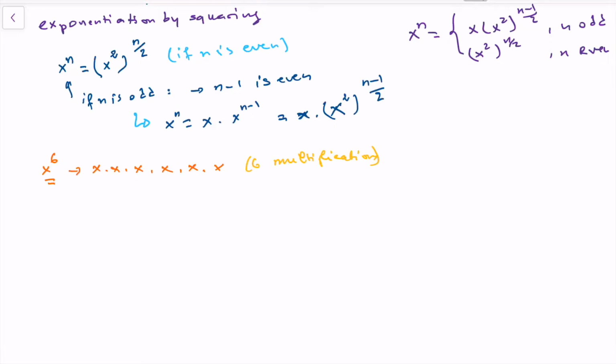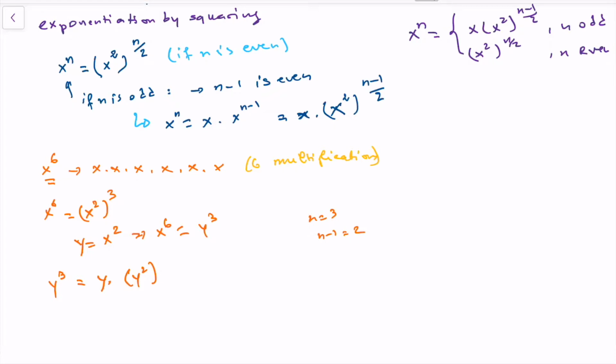Now, if we use the method that we just described, x to the power of 6, where 6 is even, is x squared to the power of n divided by 2, which is 3. Now let's take y equal to x squared to make this easier to write. This means x to the power of 6 is just y to the power of 3. 3 is odd, so we apply the odd formula, which is y multiplied by y squared to the power of n minus 1 divided by 2. With n equal to 3, n minus 1 is 2, so n minus 1 divided by 2 is just 2 divided by 2, which is 1, right?